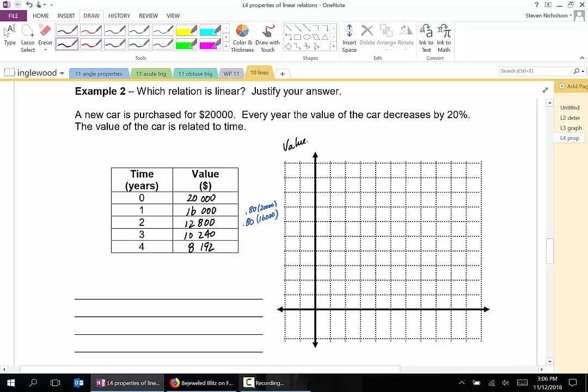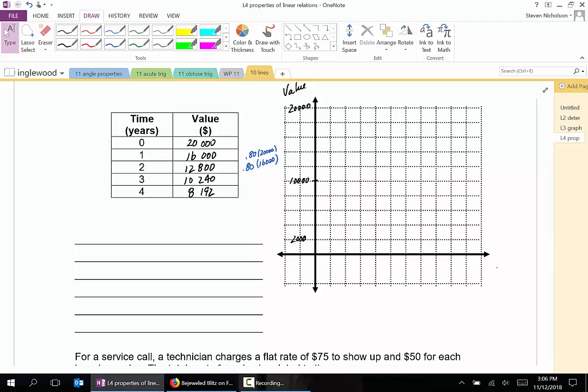So let's plot the value. And I'm going to scale it in 2000. So here's 2000, then jump up to 10,000, then jump up to 20,000. And time in years, here's our time. And this is going to be now 1 year, 2 years, 3 years, 4 years, etc. And when we plot those points, here's what we get. Now it's 20. After time 1, it's 16. After time 2, it's 12.8. After time 3, it's a little over 10,000. And time 4, it's a little over that.